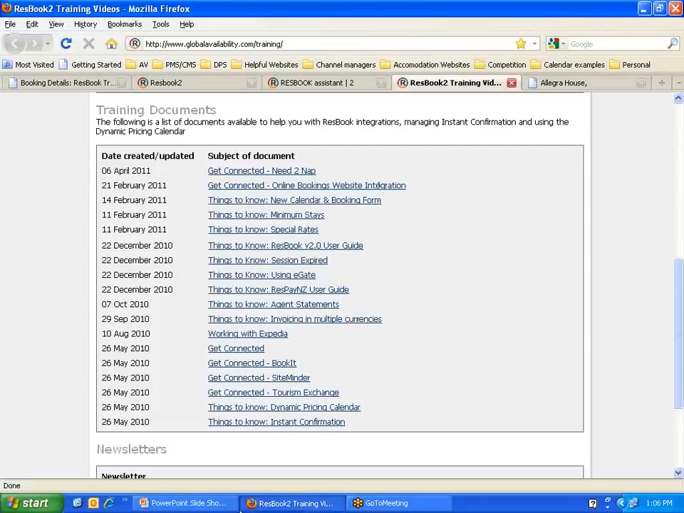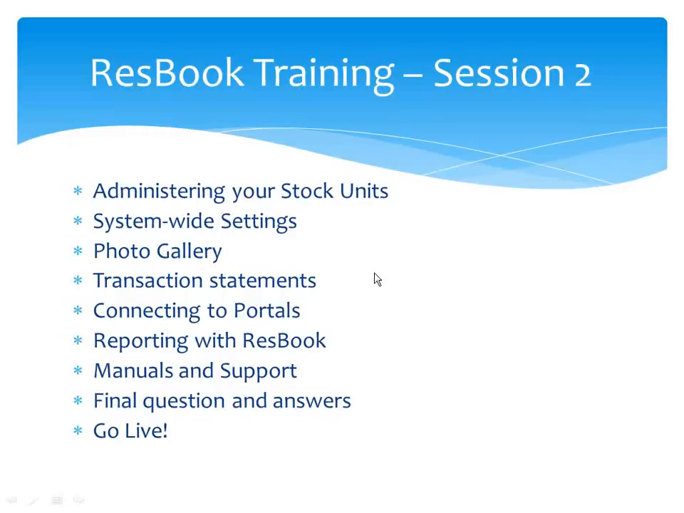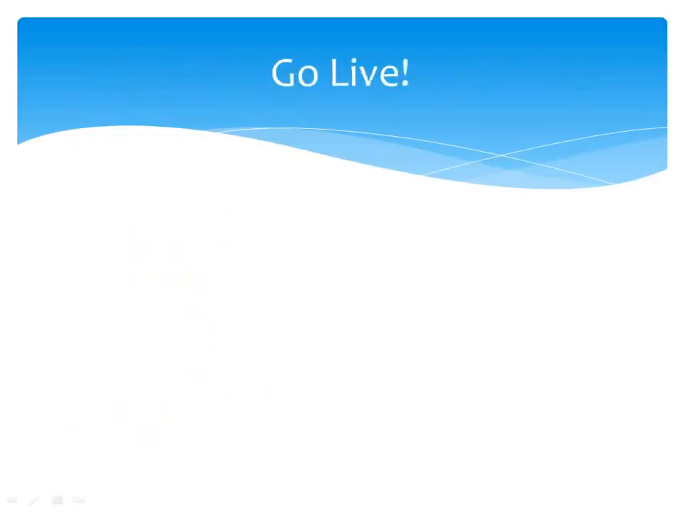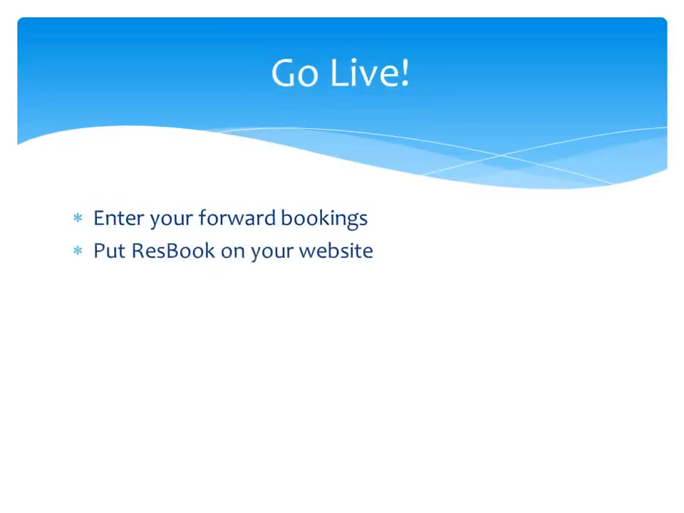Alright, no questions have come through, which is absolutely fine. Next we need to talk about our go live procedure. So now that you've completed both ResBook training sessions, we can make your system live. So it's really important that you have entered your forward bookings to make sure that your availability is correct so you can't receive any double bookings. Then you need to ensure that your ResBook calendar is integrated with your website so you can start receiving bookings via your own website. And then all you need to do is relax and let ResBook do the work. ResBook is really all about saving you time and stress. So if you have any questions about how something can be done better, please give us a call.